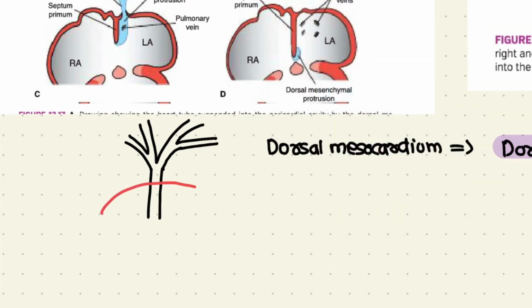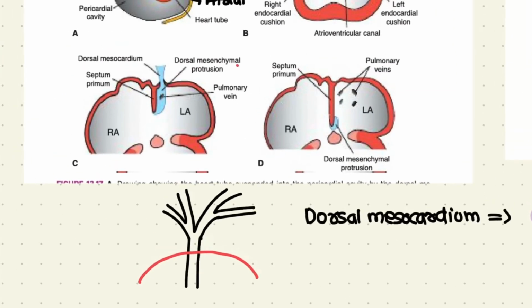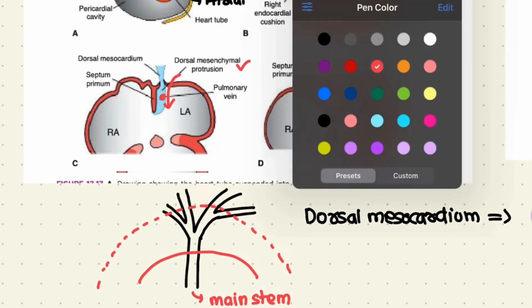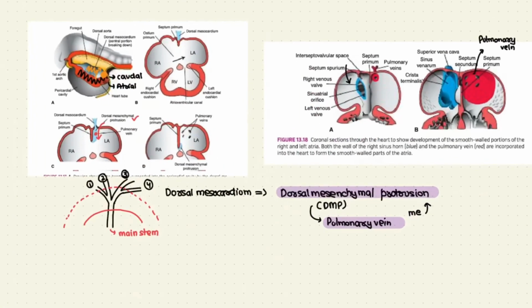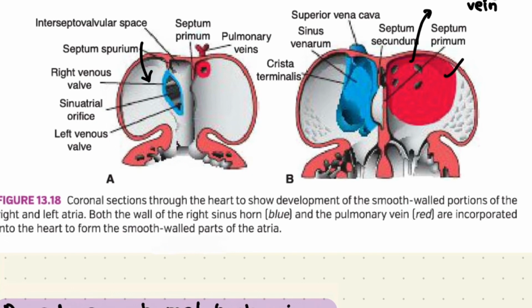Initially, when the dorsal mesenchymal protrusion has just invaded the left atrium, we will have just one opening, and that opening will be of the main stem. But as the atrium expands, it will incorporate all four branches of the pulmonary vein, that is two to each lung, within itself, and it will form a smooth portion of the left atrium that is formed by the dorsal mesenchymal protrusion derived from the dorsal mesocardium.